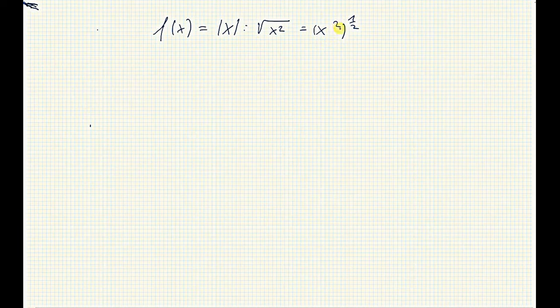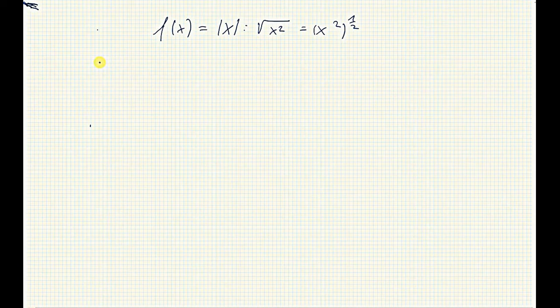And in this form, we can easily find a derivative using the chain rule, but we have to be careful at one point, because this derivative is not defined at the point 0. So let's first use our chain rule.